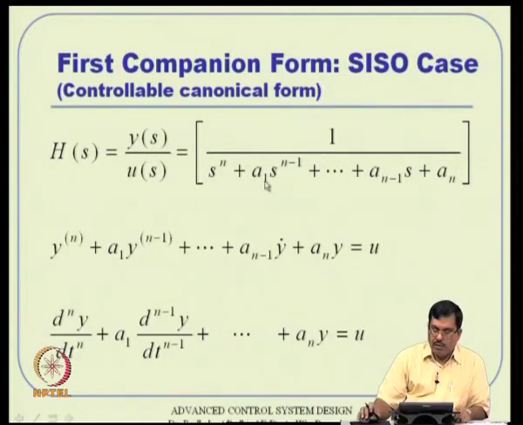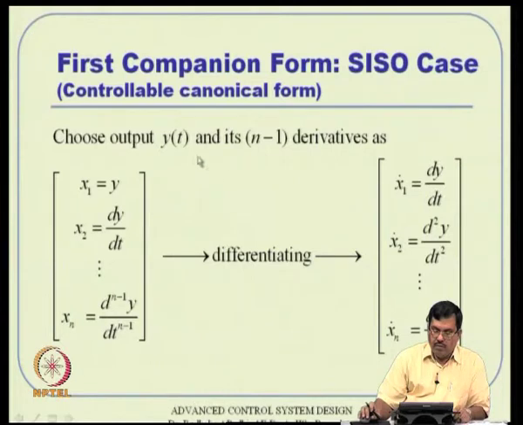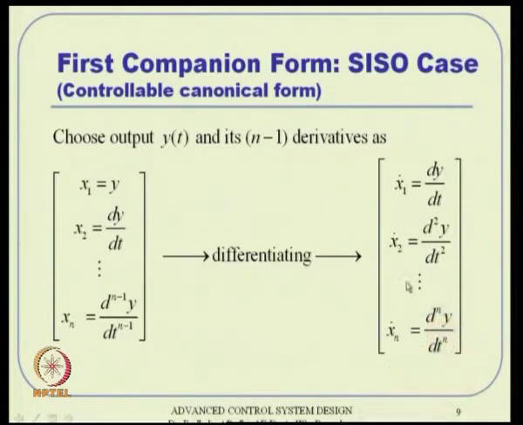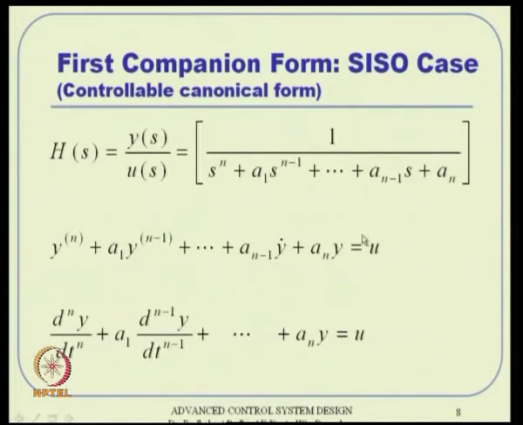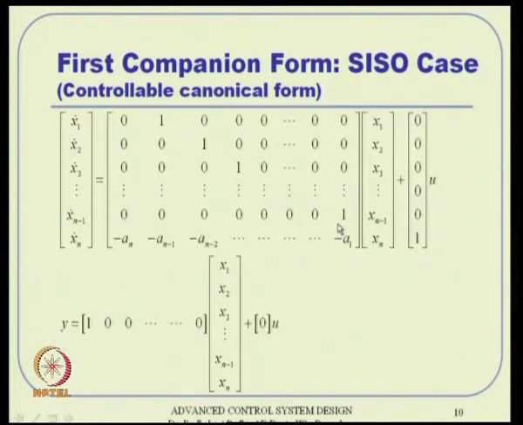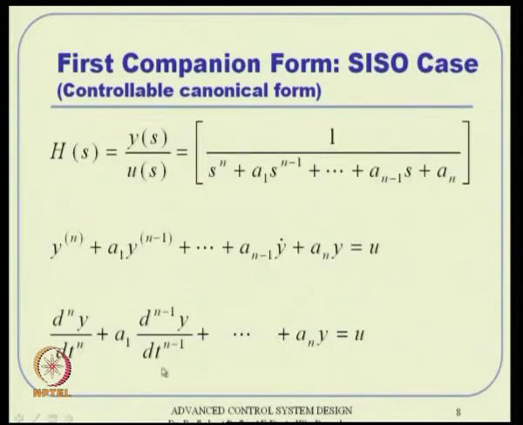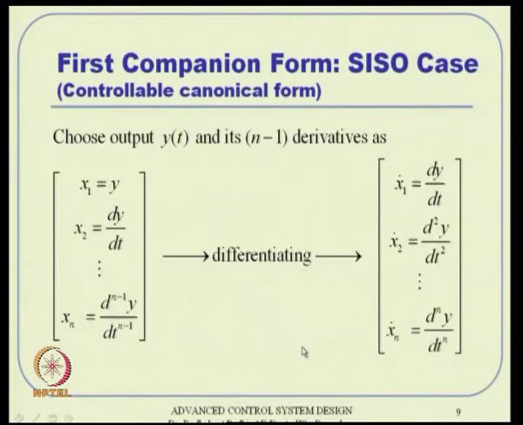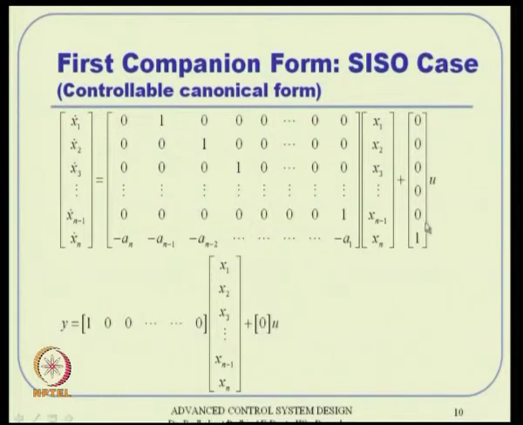Then we started with the transfer function y of s by u of s, and multiplied both sides. Then that is the differential equation that pops up, written in elaborate form. Then you chose the state variables x1, x2 up to xn, differentiated, and ended up with these equations. The first n minus 1 differential equations simply come from the definitions, and the last one comes from the differential equation we have here. That is how we got this first companion form.